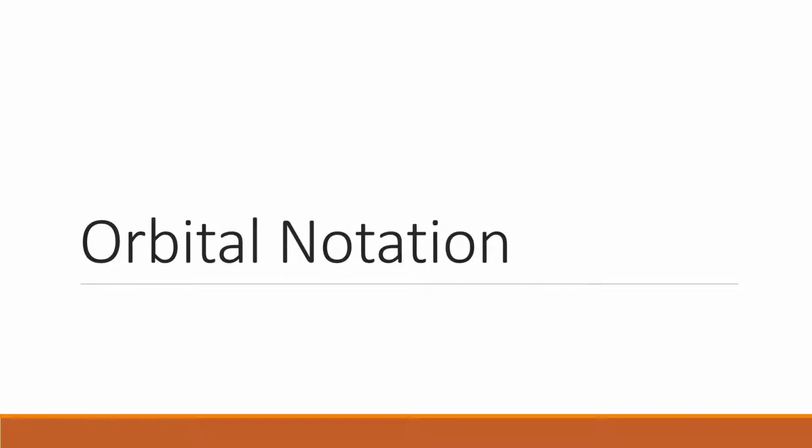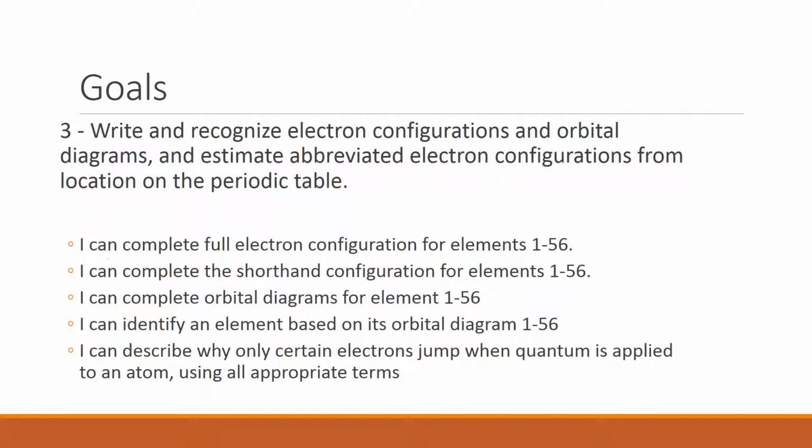Alright guys, this is the mix for orbital notation drawing. This is the fun one with the arrows, so let's get into it. Remember, this is Unit 3. Our goals: write and recognize electron configuration and orbital diagrams and estimate abbreviated ones. We're mainly focusing on "I can complete orbital diagrams," and ideally "I can identify an element based on this orbital diagram." This is actually super easy, but we'll go over that.